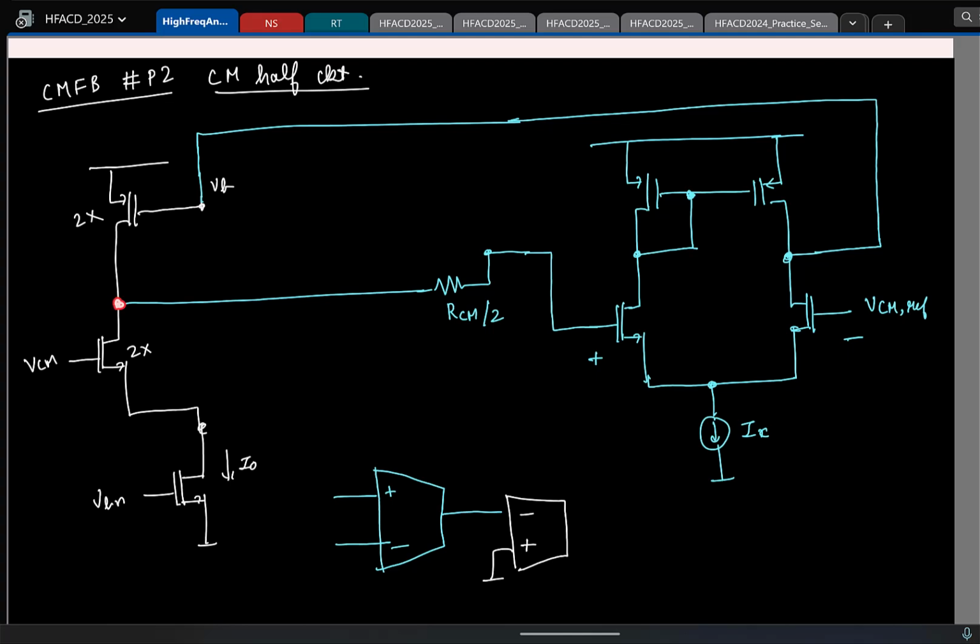From the output of the PMOS, that is the output of the second stage, I have a resistor RCM by 2 connected. Let me draw that resistor first. RCM by 2. The other end of the resistor should be connected to the positive terminal of the first stage. Is the connection fine? Here is where I have VCM ref. So I have just sketched the same thing at a block level, right?